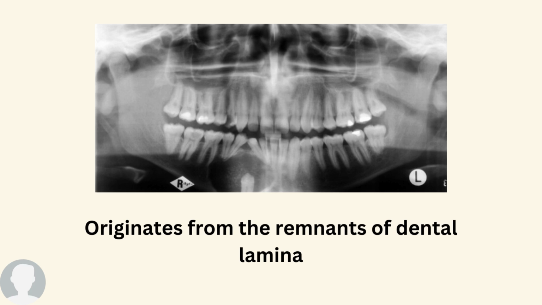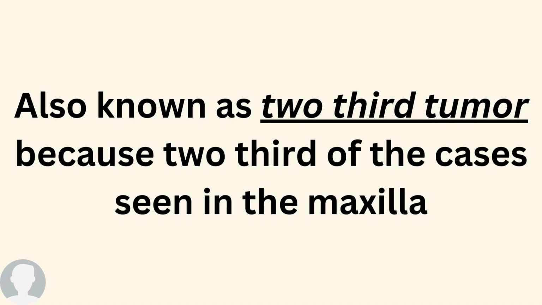Adenomatoid odontogenic tumor originates from the remnants of the dental lamina, so it is of odontogenic origin, which means that it is a tooth-related problem. It is also known as the two-third tumor. Why is that? Because two-thirds of the cases can be seen in the maxilla. So two-thirds of the cases of adenomatoid odontogenic tumor can be seen primarily in the maxilla.